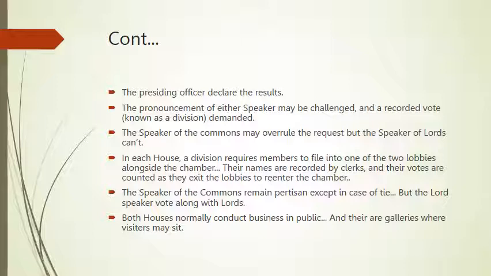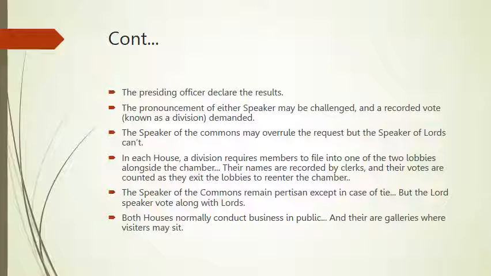In each house, a division requires members to file into one of two lobbies alongside the chamber. Their names are recorded by clerks and their votes are counted as they exit the lobbies to re-enter the chamber.